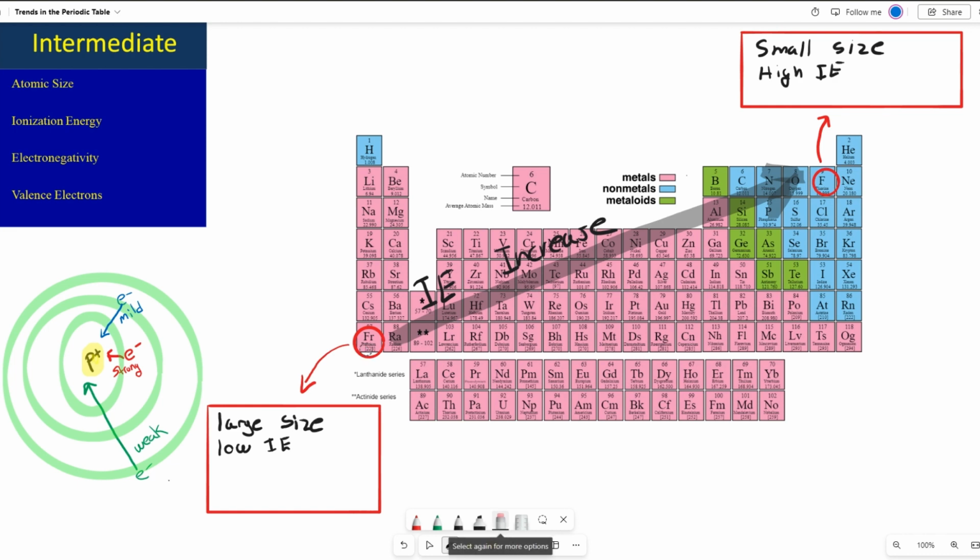If we take a look at the third trend, electronegativity. Electronegativity is just the ability of an atom to pull electrons towards itself. And the trend for electronegativity is as you go diagonally across and up the periodic table, the electronegativity increases. So the element fluorine actually has the highest electronegativity. So elements up near fluorine have a very high electronegativity.